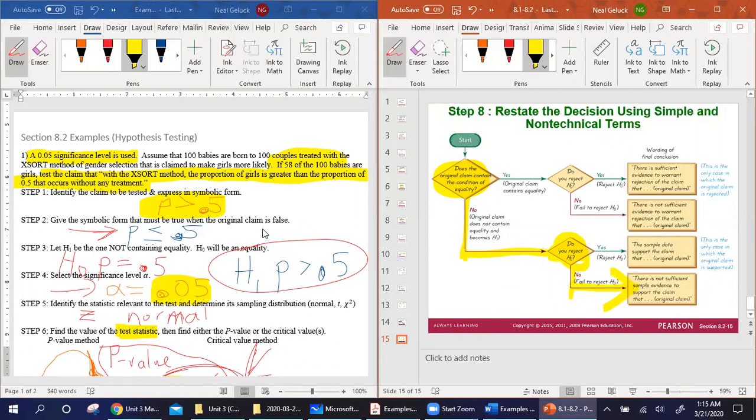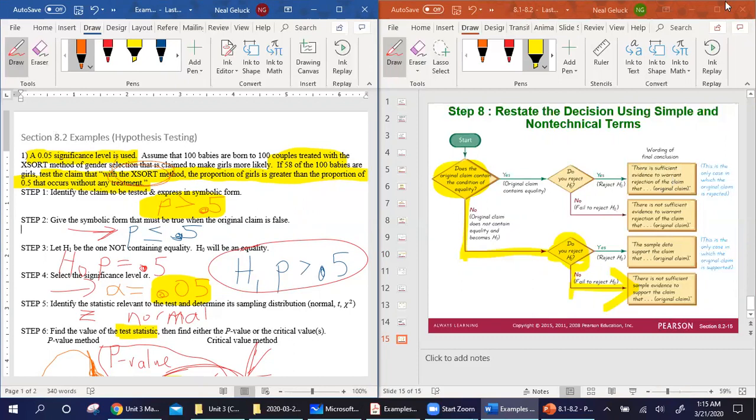So this is how I word my result. I have this printed on the answer key to the worksheet, so I'm not going to rewrite the whole thing, but I would basically say there's not sufficient sample evidence to support the claim that the proportion of girls is greater than 0.5. Essentially, here's what we figured out. We cannot support that this XSORT method actually makes girls more likely. We can't deny it, but we cannot support it. 58% was real close, but it wasn't quite enough. Yes, it was more than half, but it wasn't enough. So really, in the end, after all of this, we basically throw our hands in the air and say, I don't know. Sorry, can't help you.